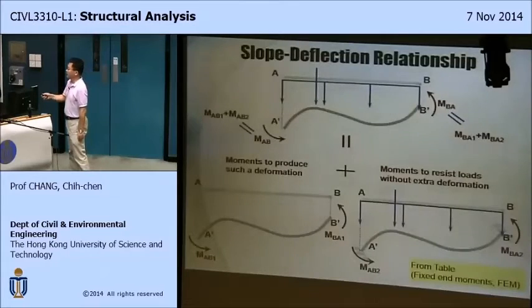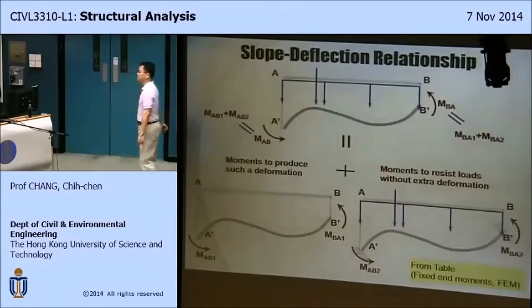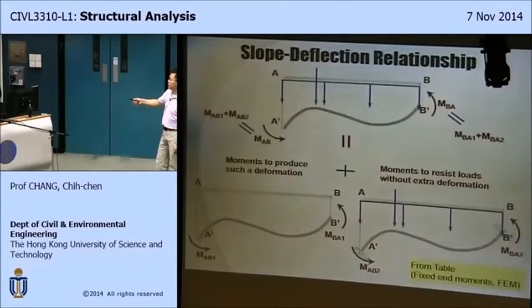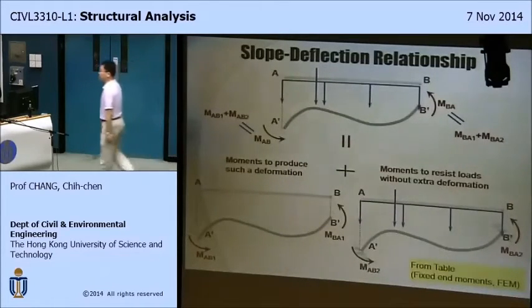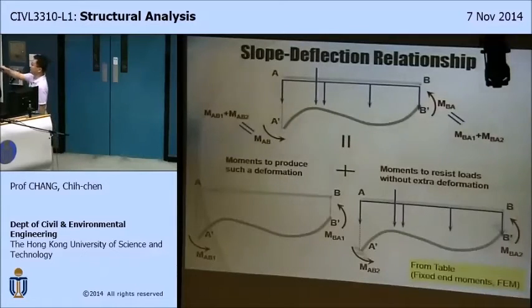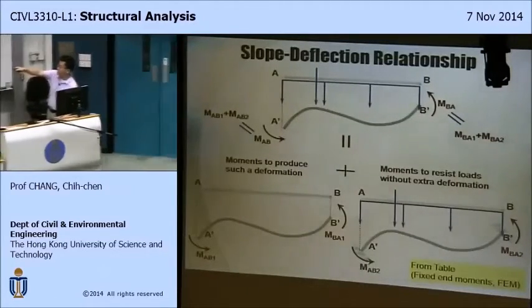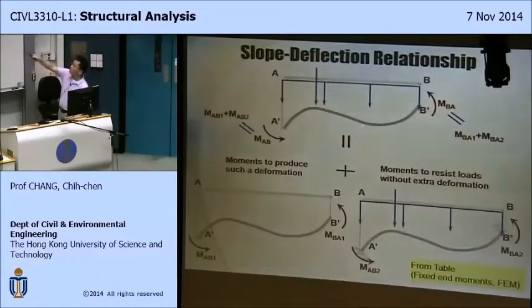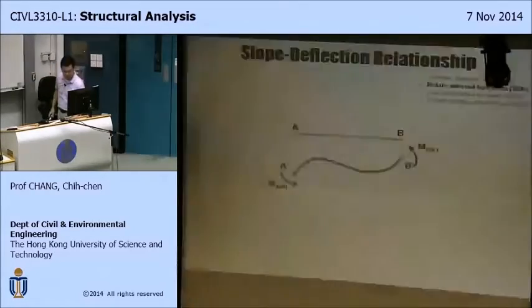And we expect to get this solution from the table in the textbook. So all the fixed end moments should be obtainable from the table in the textbook, so we don't need to worry about that. So now we need to worry about this. If we can solve this, then superimpose, then we get that solution.